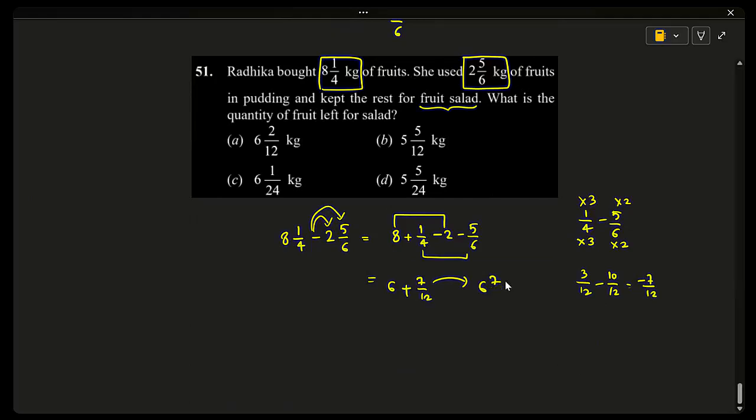Okay, so I told you the short trick. If minus is there between a whole number and a proper fraction, the shortcut is this: the whole number you decrease by 1. 6 minus 1 will be 5. Then denominator minus numerator you do: 12 minus 7 will be 5. Denominator you write as it is. So this is the shortcut you use for whole number minus proper fraction. 5 by 12, that is option B. 52nd one.